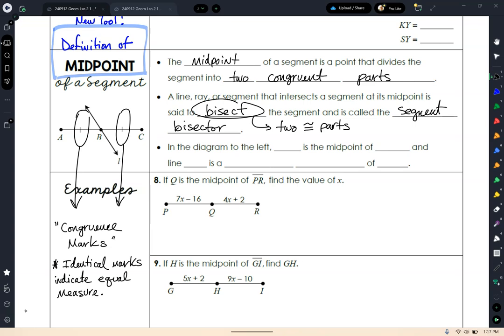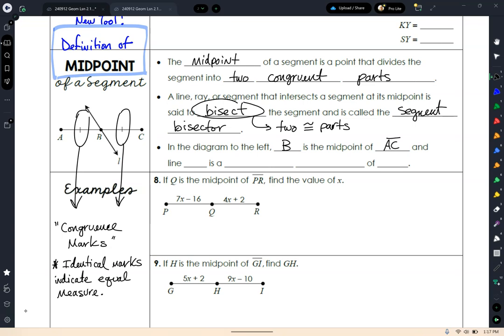So in the diagram to the left, B is the midpoint of what? You should be able to fill in this blank right here. Why don't you write what you think goes in that blank? Use correct geometric formatting. B is the midpoint of, you should have written segment AC, with the line on the top, because we're talking about figures here.